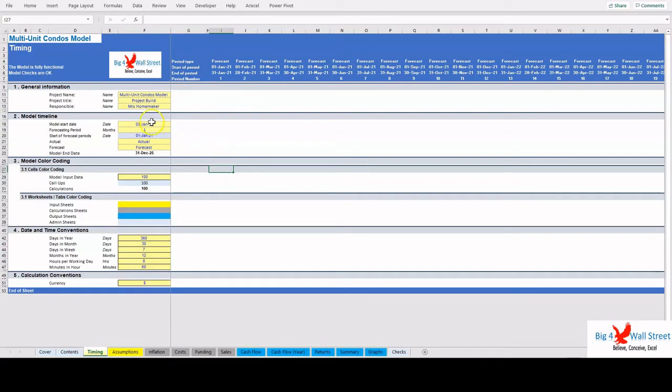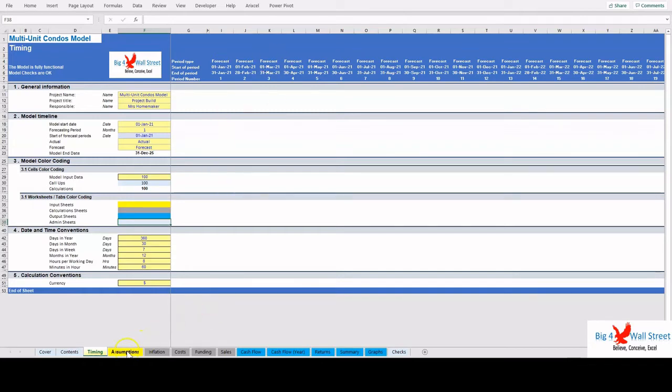Additionally, there is a description of the color coding of the model in the same tab. Inputs are always depicted with a yellow fill and blue letters. Call-ups, that is direct links from other cells, are filled in light blue with blue letters, while calculations are depicted with white fill and black characters. There is also a color coding for the various tabs of the model. Yellow tabs are mostly assumptions tabs, gray tabs are calculations tabs, blue tabs are outputs tabs, that is effectively results or graphs, and finally light blue tabs are admin tabs, for example, the cover page, contents, and checks.